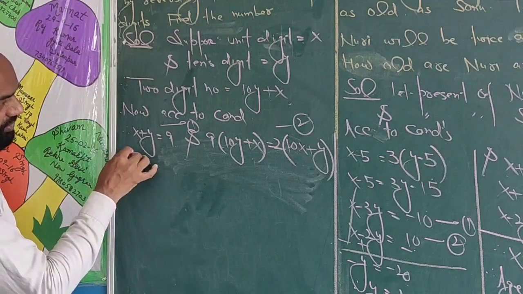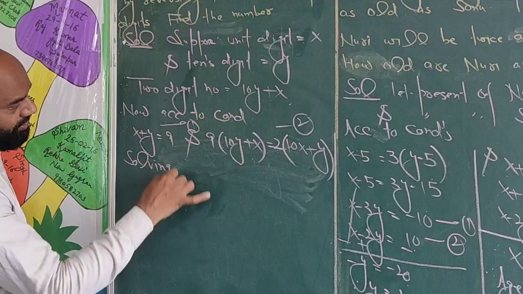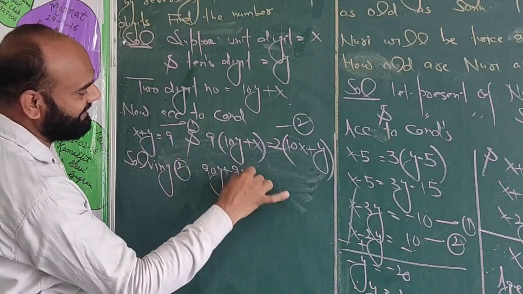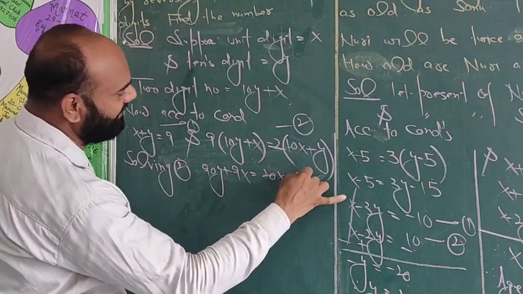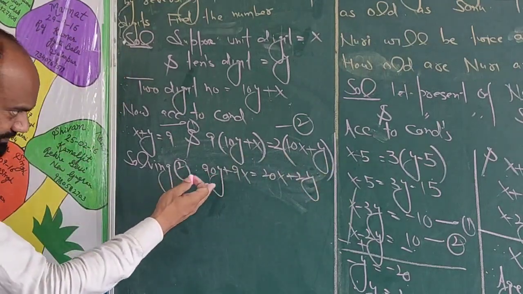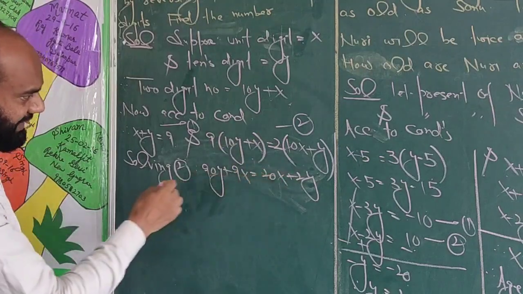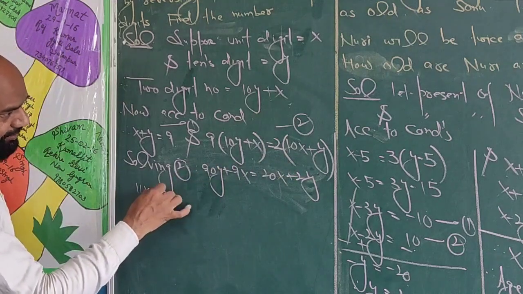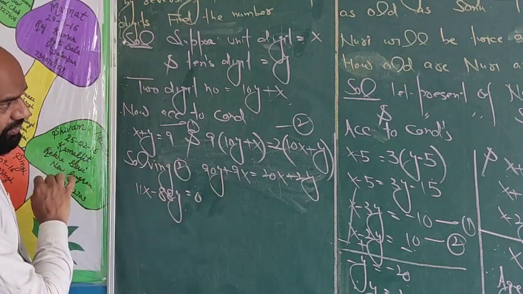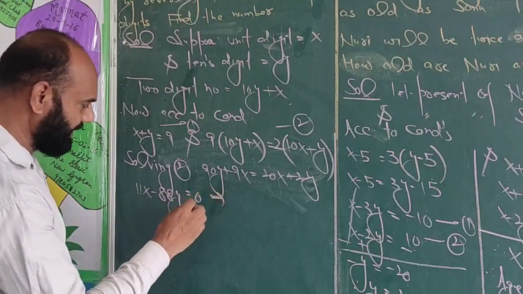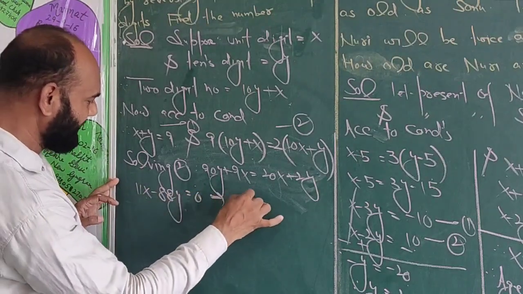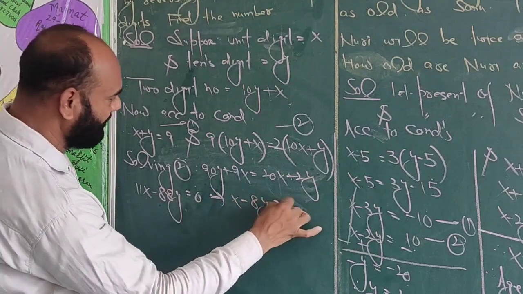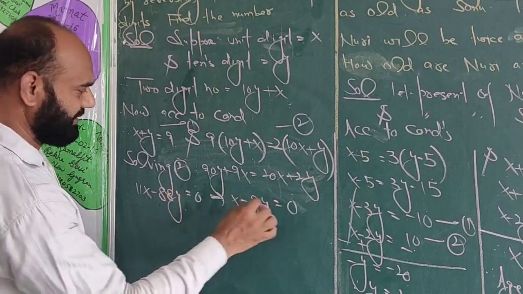This is solving equation number 2. So this is 90y plus 9x, which is equal to 20x plus 2y. That is 20x minus 9x, this is 11x, and 2y minus 90y is minus 88y, which is equal to 0. So we take 11 common, or dividing by 11 on both sides, x minus 8y is equal to 0. This is equation number 2.